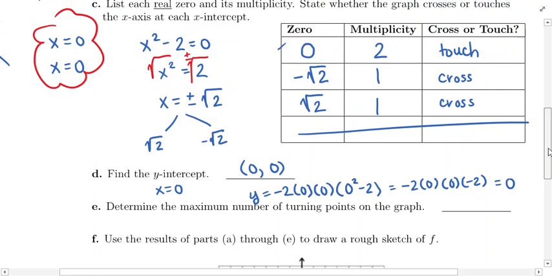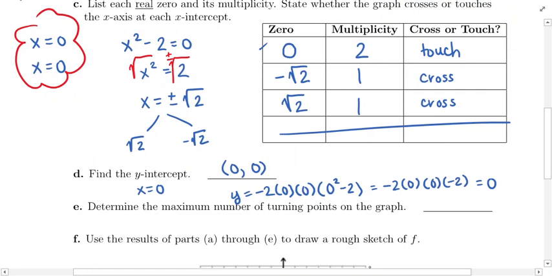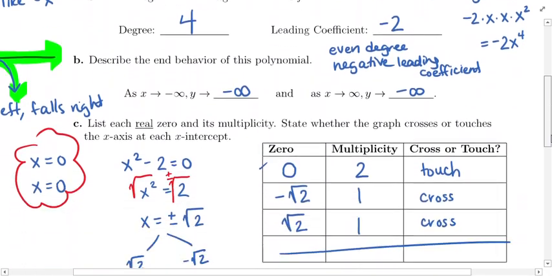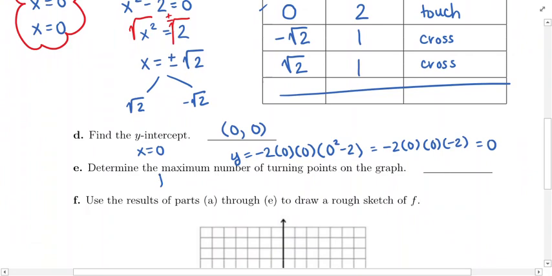All right, so one more thing in part E, and then we'll put this graph together. What is going to be the maximum number of turning points on the graph? Well, we have a degree 4, so you need to just take off 1. So we're going to take the degree minus 1. That's going to be 4 minus 1. You can have at most 3 turning points on this graph. Okay.